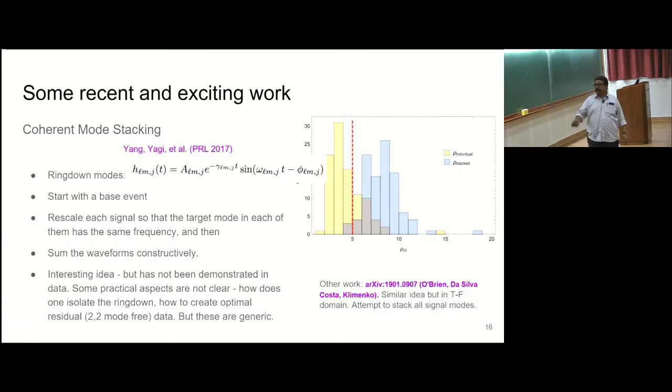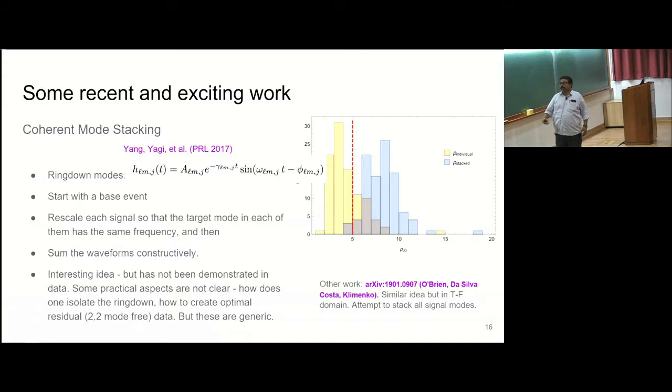So when you're trying to stack this out, in order not to get completely overburdened by the 2-2 mode, you want to get rid of that. It is not very clear how to optimally calculate the residual, which is the 2-2 mode free data. But these are generic problems. Any stacking method which comes up will have these generic problems.